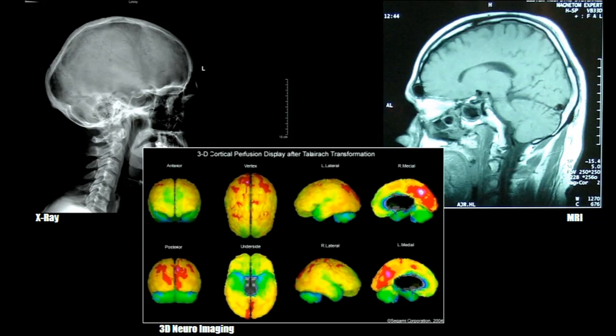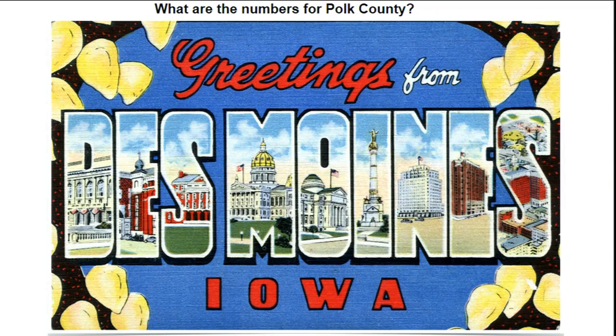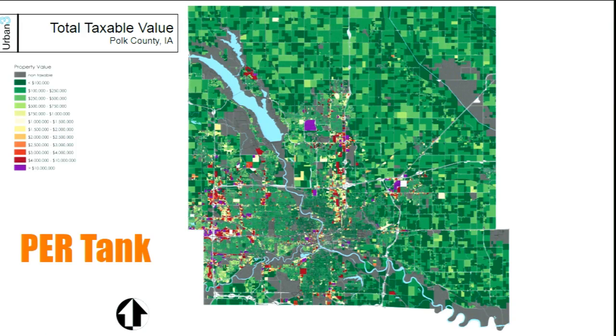So we like to think of it, just as we have these tools in medical technology to look inside the body and see what's healthy and what's not. We like to think of what we do with these visualizations as sort of an economic MRI. So let's take a little case study from good old Normal, Iowa, with its wonderfully well-organized data. So this is our total tax value map of Des Moines, of Polk County. We can think of this as a per tank analysis, just the total taxes produced. And it doesn't tell us a whole lot.